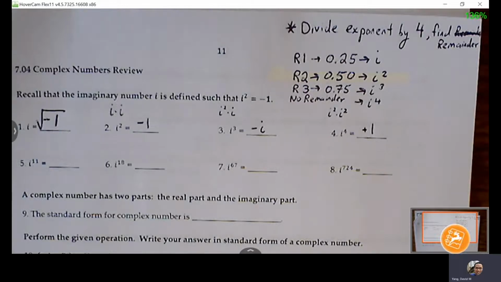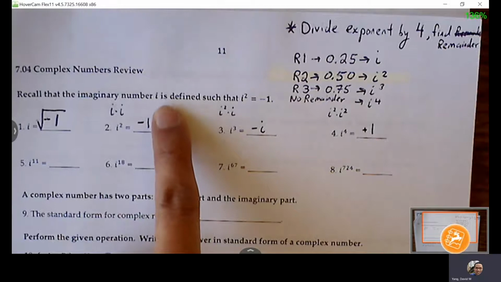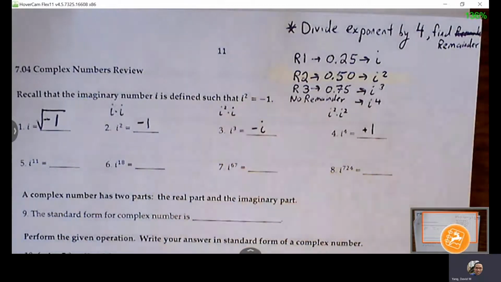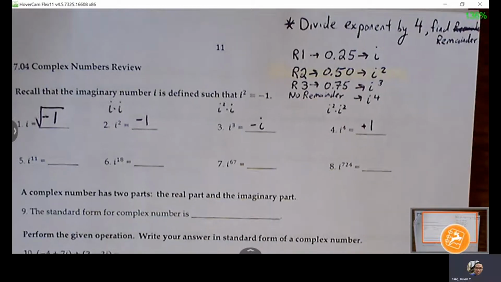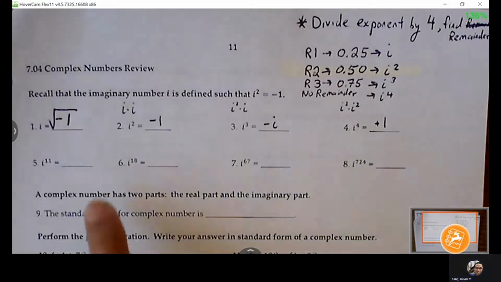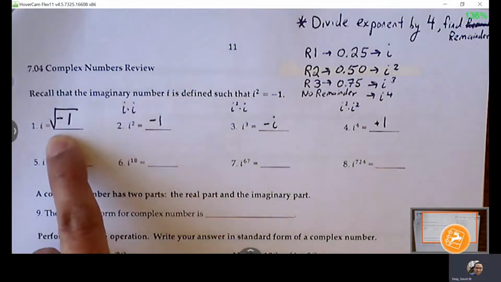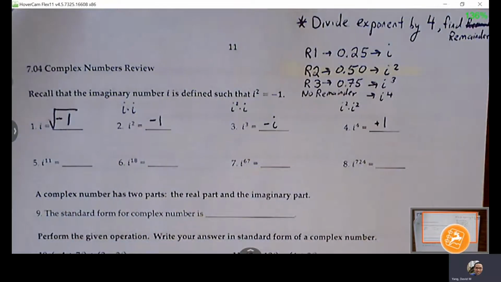So imaginary number i is defined as i squared is -1. So if you guys can just jot down a couple of these properties here. We know that the definition for i is the square root of -1. So we know that we can't take the square root of -1 under the real number system, but if we create something called the imaginary number system, we can solve for values that otherwise would be more difficult to solve.